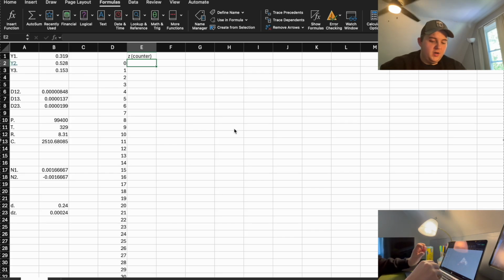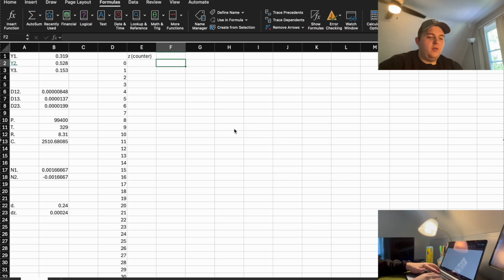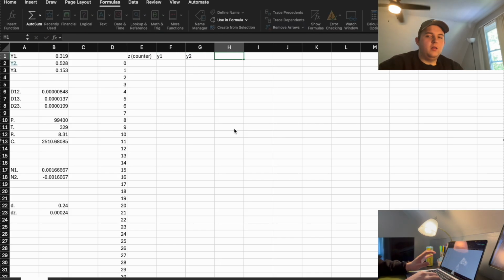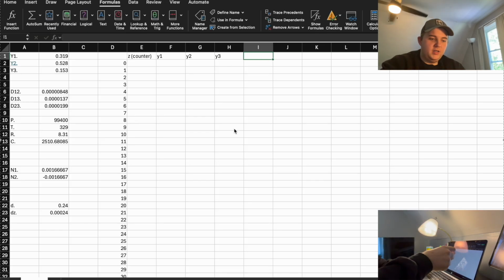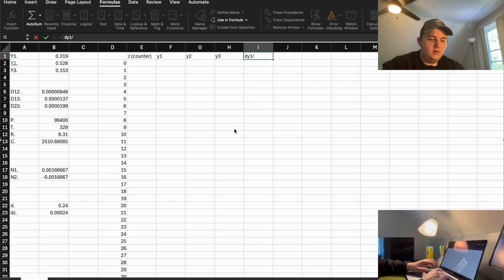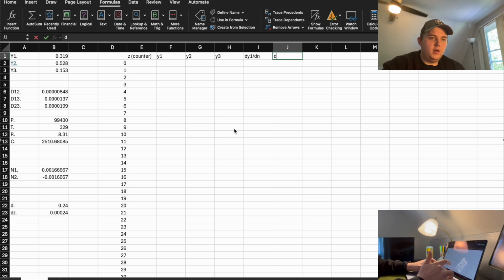But next up, next to our Z, we're going to have our Y1, our Y2, our Y3, and then in our I and J columns, we're going to have our dy1 divided by dn, and then our dy2 divided by our dn. Looks good.